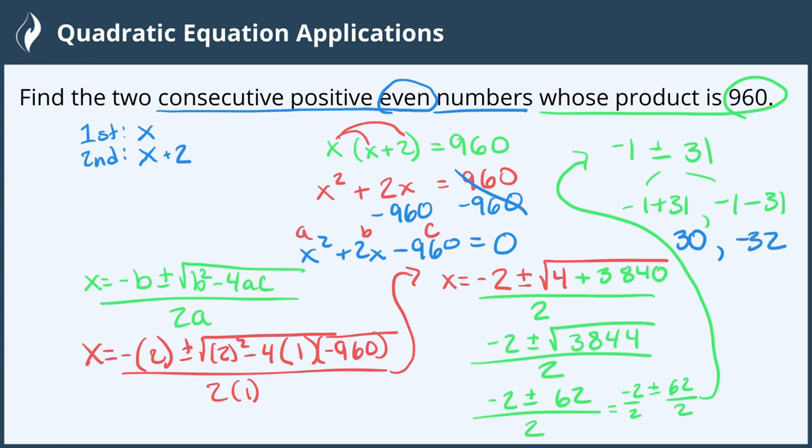Now let's go back and see what the instructions were. They said these are two consecutive positive even numbers. Since negative 32 is negative, it's not going to be our answer. So we have one answer, positive 30. So our first one, x equals 30. And then we'll do 30 plus 2 for the second, which makes 32. So our two positive consecutive even numbers are 30 and 32.